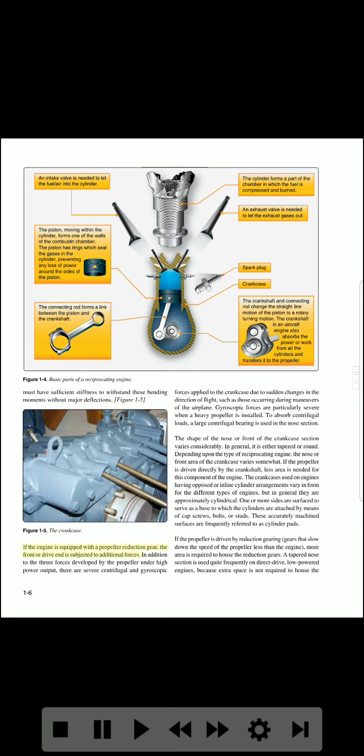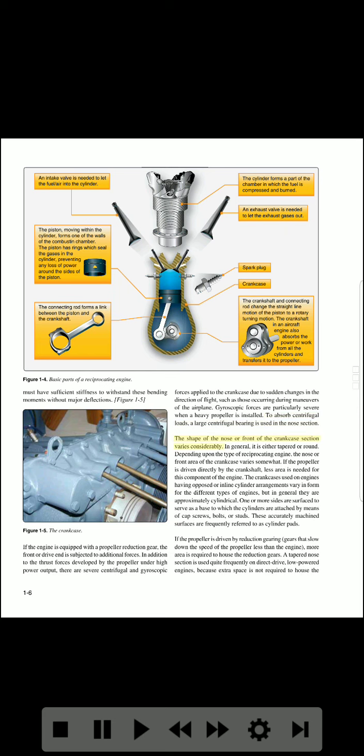If the engine is equipped with a propeller reduction gear, the front or drive end is subjected to additional forces. In addition to the thrust forces developed by the propeller under high power output, there are severe centrifugal and gyroscopic forces applied to the crankcase due to sudden changes in the direction of flight, such as those occurring during maneuvers of the airplane. Gyroscopic forces are particularly severe when a heavy propeller is installed. To absorb centrifugal loads, a large centrifugal bearing is used in the nose section.